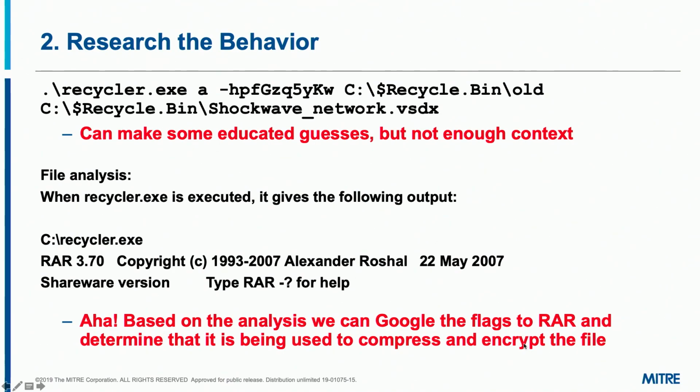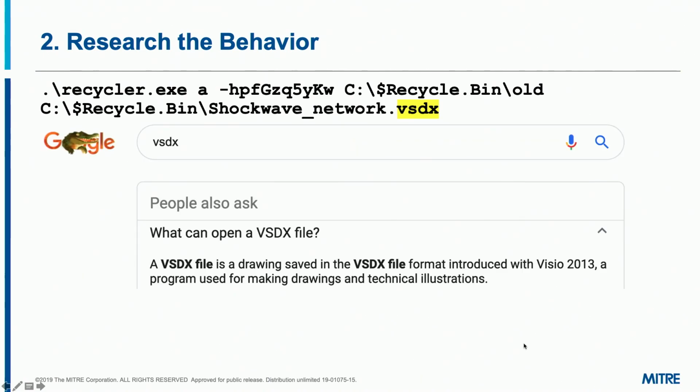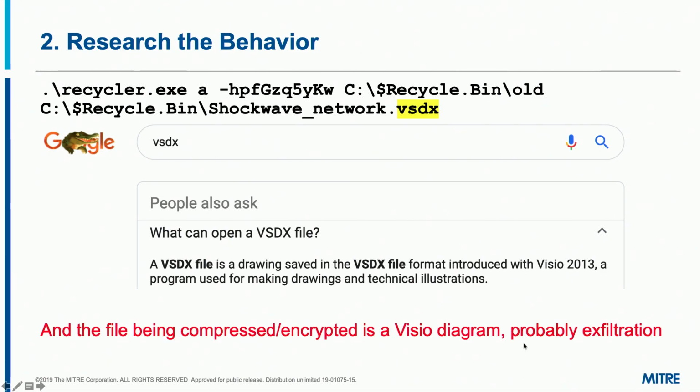So what about that last piece of it, that VSDX file? Again, going back to a search engine, first result, we can see that it's a Visio file. Okay, so what's coming out of a RAR is not going to be a Visio file, so we've got a little bit more idea of what's going on. It looks like somebody's pretending that this information is being compressed and encrypted as a Visio diagram, probably as a part of exfiltrating data, but a little bit more information would be handy.